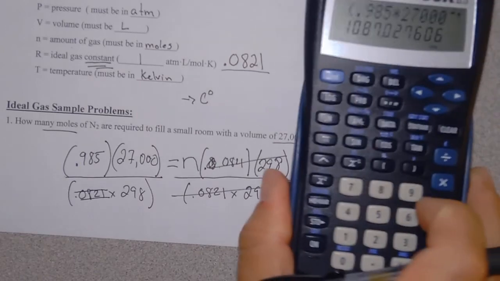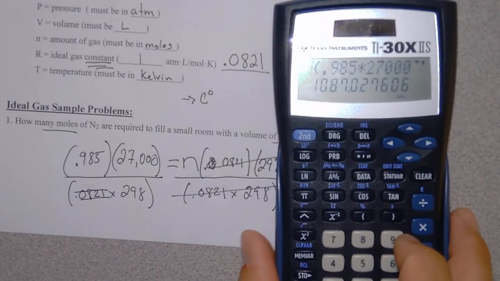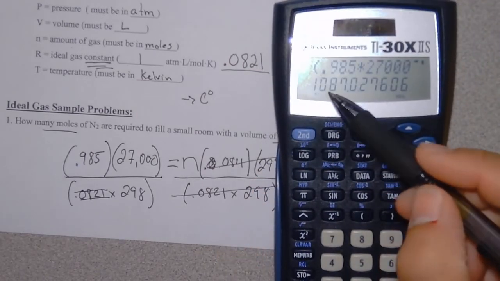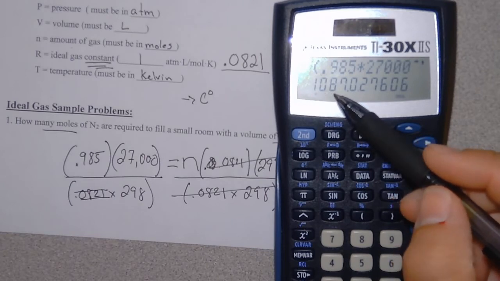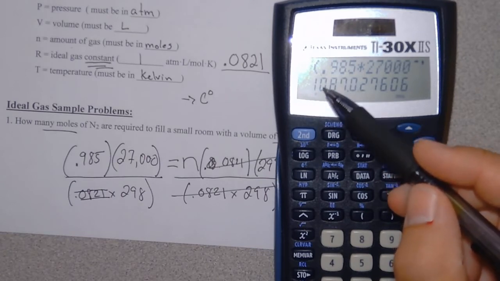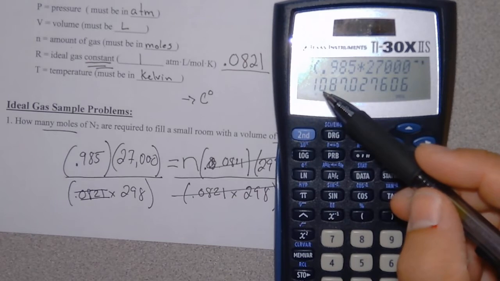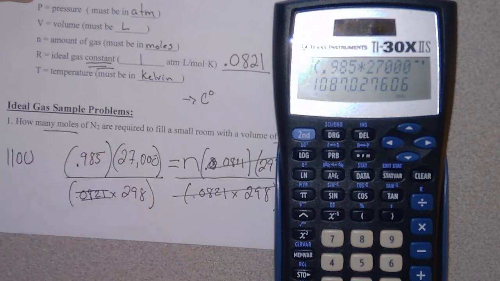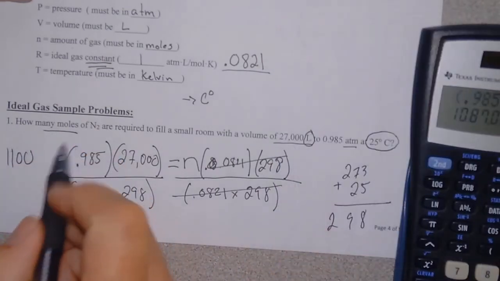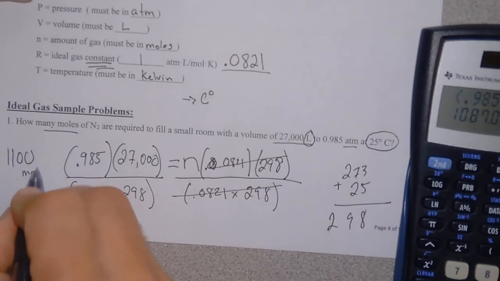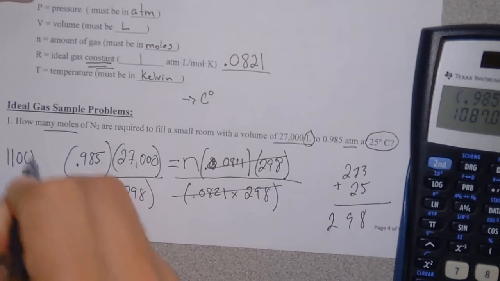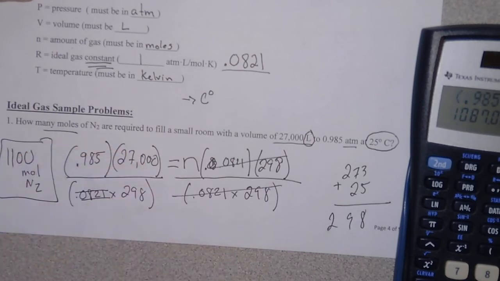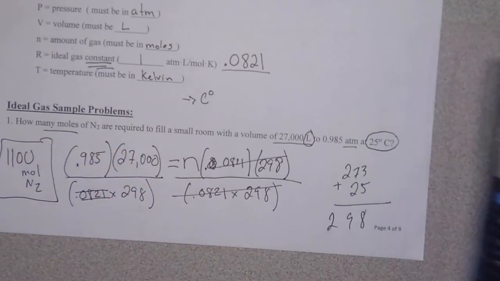Well, how do I get that answer into sig figs? There's 1. That 0 is my second sig fig possibly. I look here, what does that round up to? A 1. So my answer should be 11,000. How many moles of N2? Because that's what I was solving for.